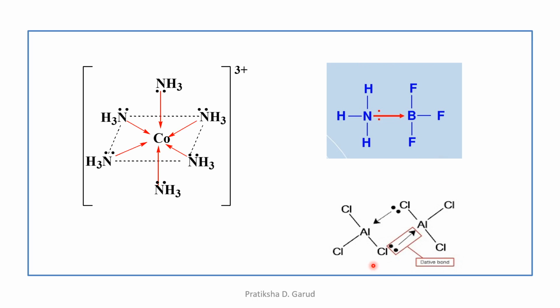Al2Cl6. Now here there is a formation of the dative bond between the aluminium and the chlorine. Again aluminium and the chlorine. Now we know that chlorine is more electronegative as compared to the aluminium, as chlorine has an extra electron pair, and that electron pair is donated to the aluminium for the formation of the bond. So these types of bonds are known as a coordinate bond or the dative bond. So this is regarding the coordinate or the dative bond.